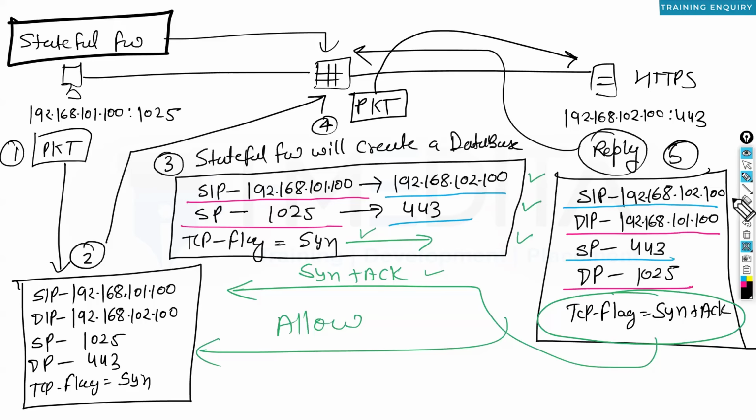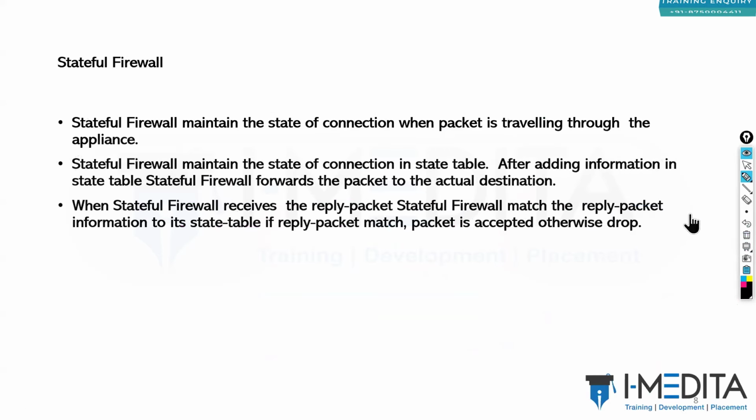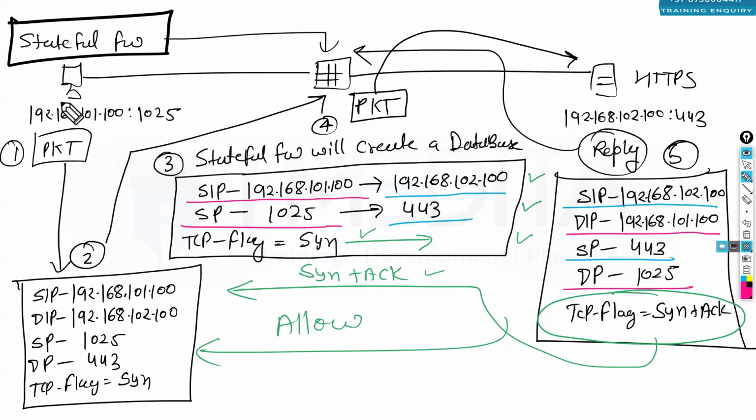Whatever I have told you with the help of the diagram, the same thing is mentioned here, that stateful firewall maintains the state of connection when a packet is traveling through the appliance. According to the diagram, when client sends the packet to firewall, firewall will create a database like layer 3 information, layer 4 information and flag. After adding information, firewall will send the packet to destination. Destination will give reply.